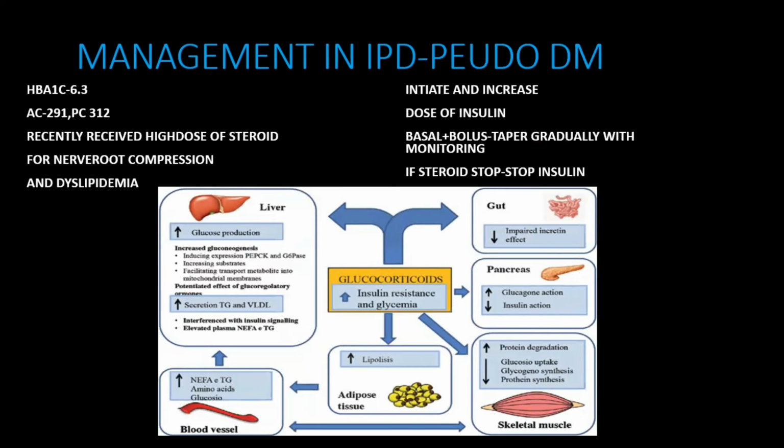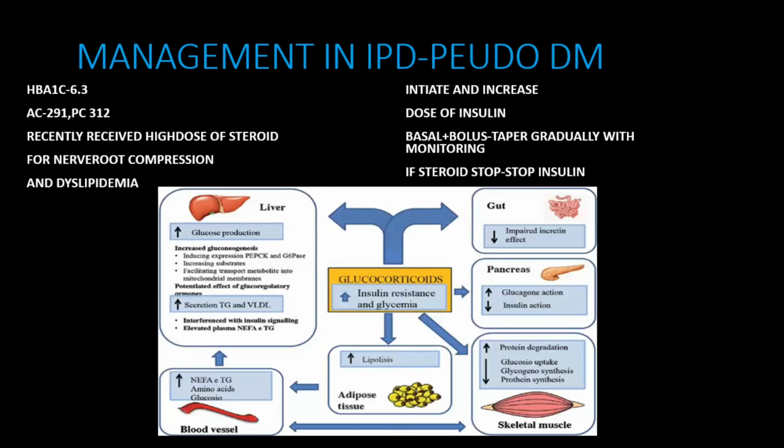Management in IPD, pseudo DM. Suppose a patient comes with HbA1c 6.3, AC 291, and PC 312, recently received high dose of steroids for narrow root compression, and dyslipidemia is there. So we should initiate or increase the dose of insulin, basal plus bolus, taper gradually with monitoring, and if steroids stop, insulin can be stopped.